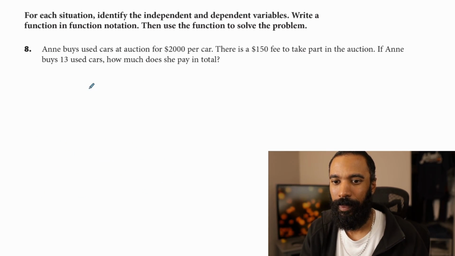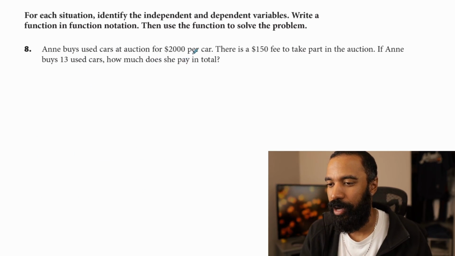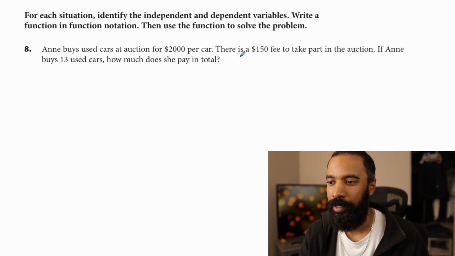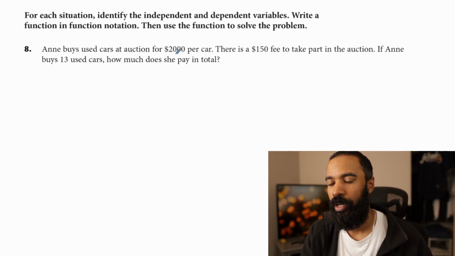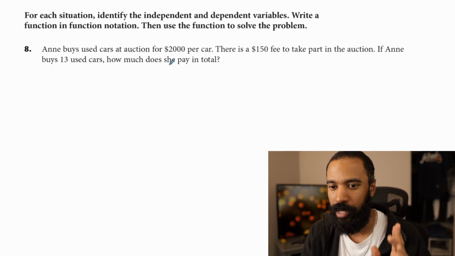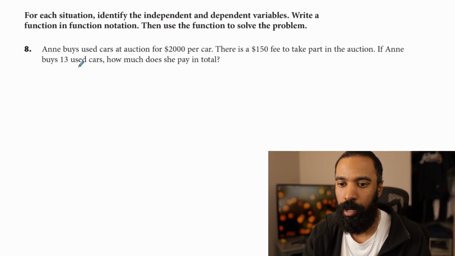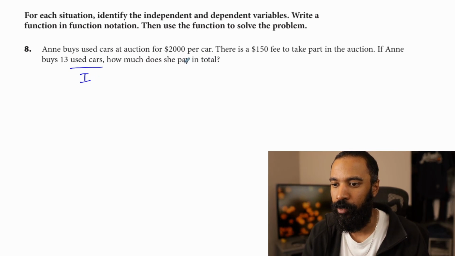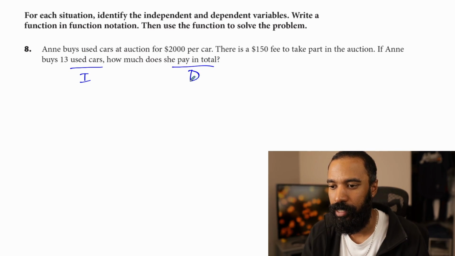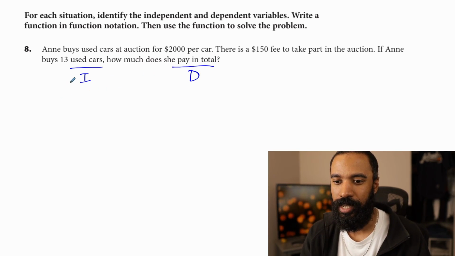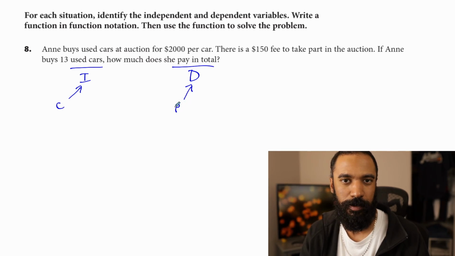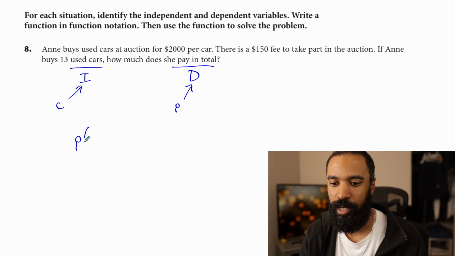Gotta go fast. Anne buys used cars at an auction for $2,000 per car. There is a $150 fee to take part in the auction. If Anne buys 13 used cars, how much does she pay in total? So again, paying in total depends on how many cars she buys. So number of used cars is the independent variable. How much she pays, the cost there, is the dependent variable. Let's go ahead and talk about cars as c. I'm going to use the variable c and pay as p just because. The payment is based on number of cars.